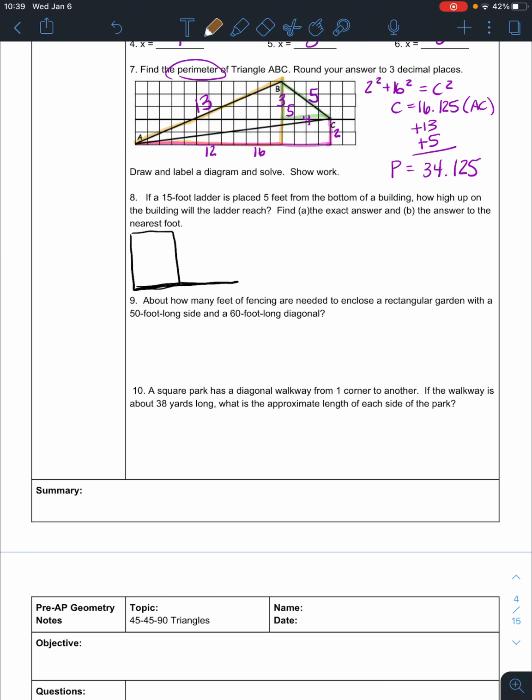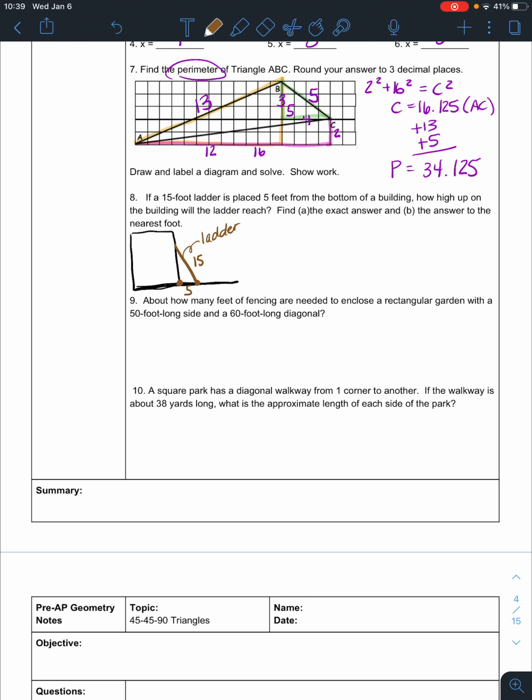I've got a ladder leaning against the building, so that's my ladder, and it is 15 feet long. It is placed 5 feet from the bottom of the building. Here's the bottom of the building. Here's the bottom of the ladder. So that is 5 feet long.